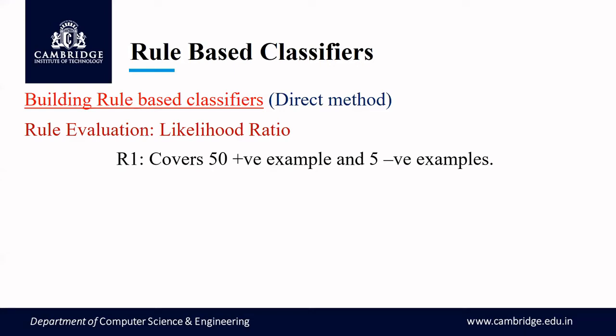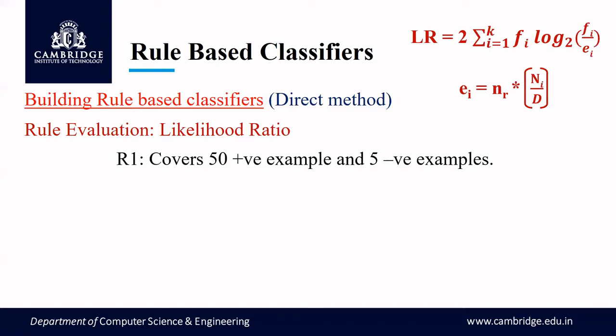Consider the formula for the likelihood ratio and the expected frequency, both given here. From this rule, try to identify all the terms that we require. First, to find the likelihood ratio, I need k. What is the k value? K is the number of classes. How many classes do we have here? We have 2 classes, one positive and the other negative, so the k value is 2.